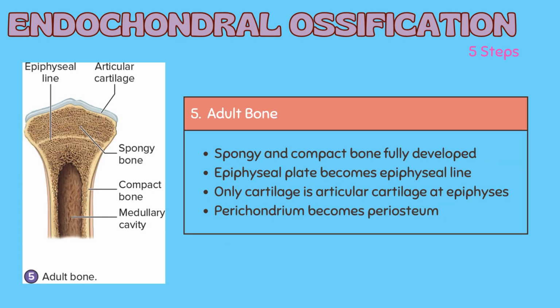In mature bone, spongy and compact bone are fully developed, and the epiphyseal plate becomes the epiphyseal line. The only cartilage present is the articular cartilage at the ends of the bone. All the original perichondrium that surrounded the cartilage model has become periosteum.